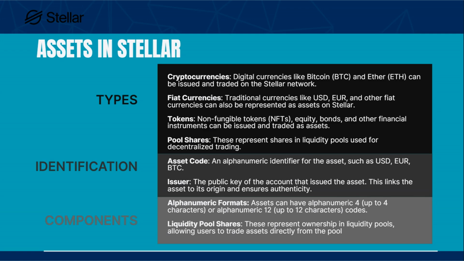Assets on Stellar can be traded, sent, exchanged, used in liquidity pools, and used in smart contracts. Stellar also supports liquidity pool shares, enabling automated market making and decentralized trading. This transforms Stellar from just a payment network into a full financial ecosystem.